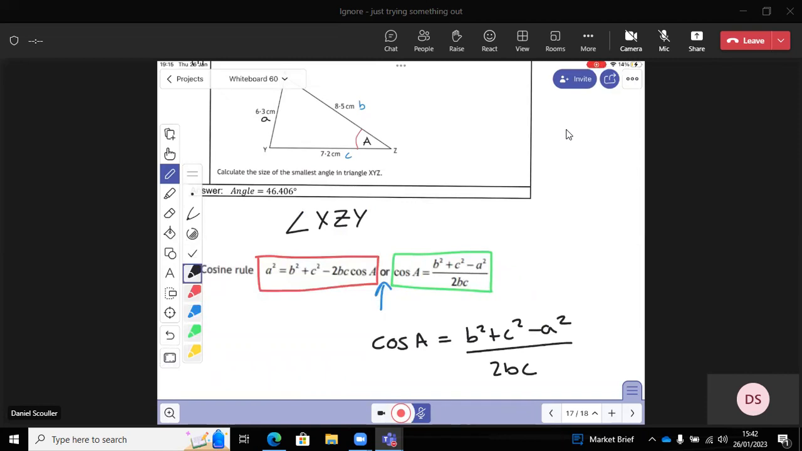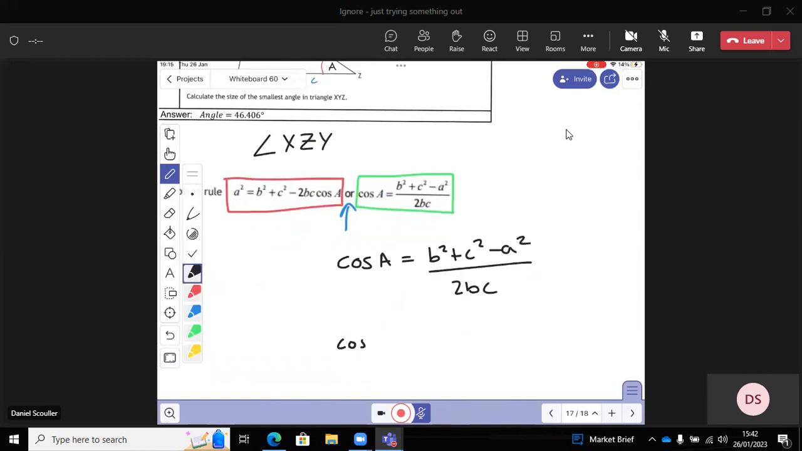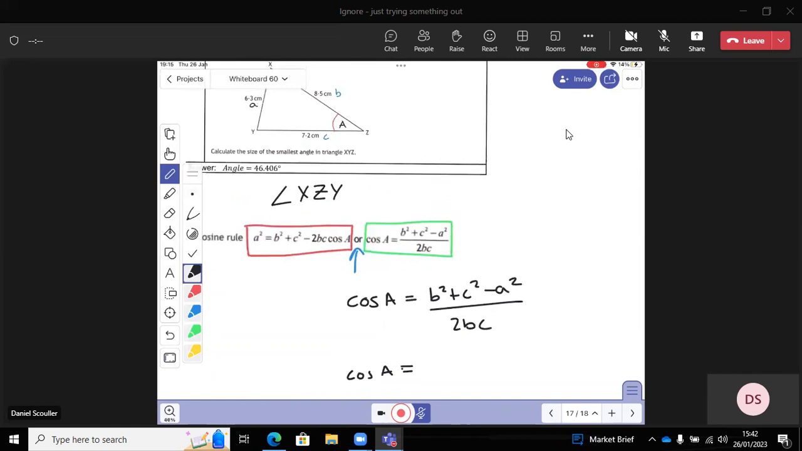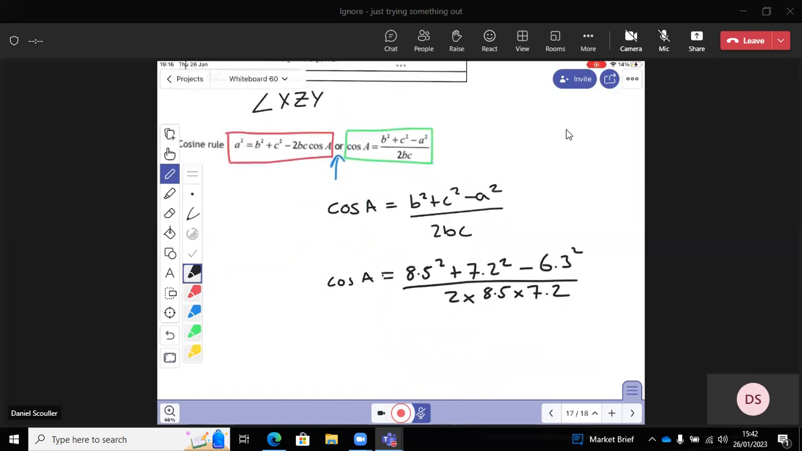It's really important we get A correct because that's the one we're taking away. So cos A is equal to b squared, which we've said is 8.5, plus 7.2 squared minus 6.3 squared, all over 2 times 8.5 times 7.2. Now again, just be careful the way we're putting this into the calculator.